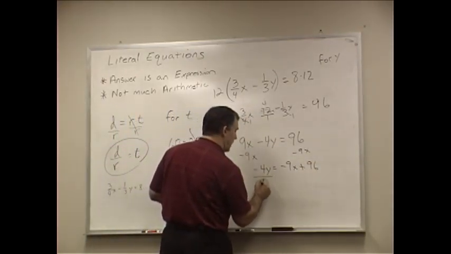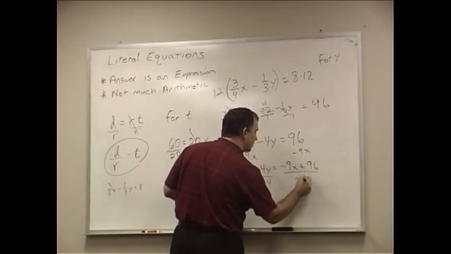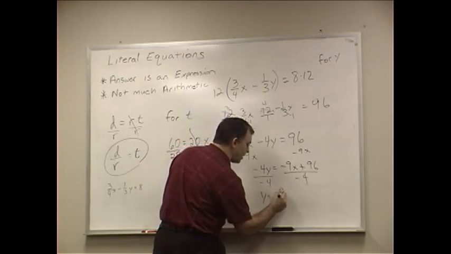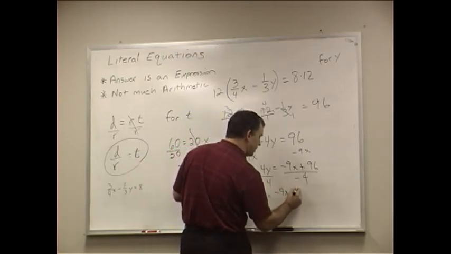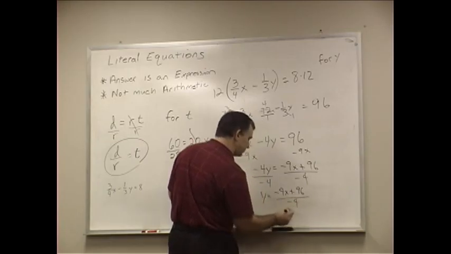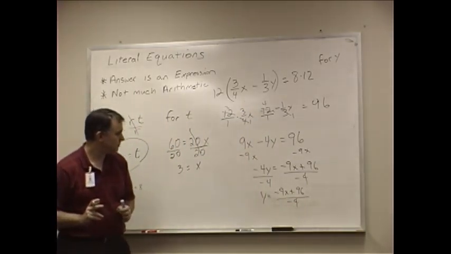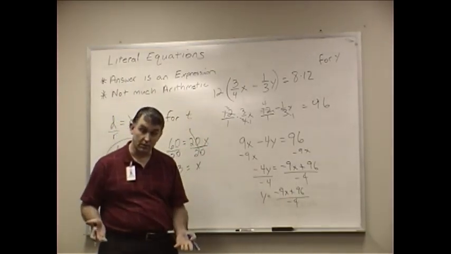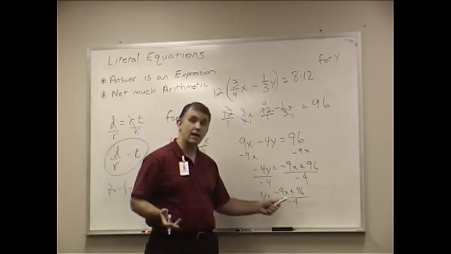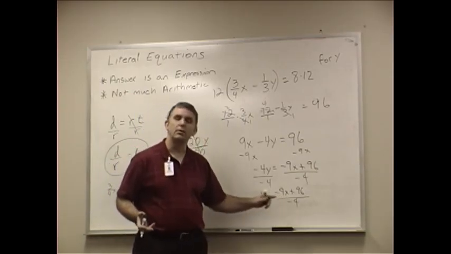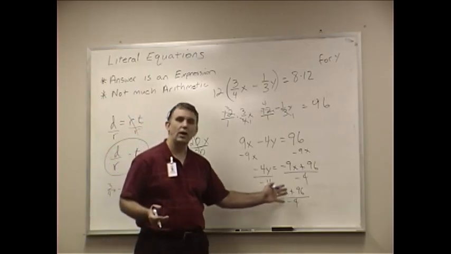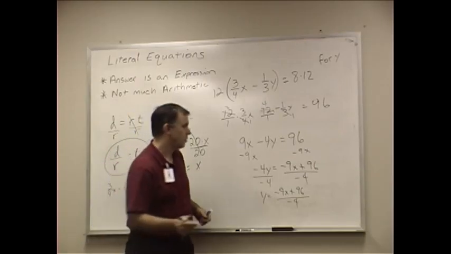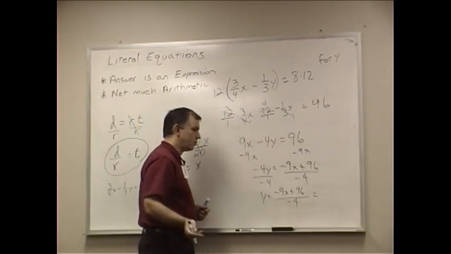Then we're going to divide by negative 4. Y equals negative 9x plus 96 divided by negative 4. All right, now if you look at 96 and 4, they will divide nicely, but the 9 won't. A lot of times if you see a couple of negatives, you'll either get rid of the negative by changing all the signs, or you can just divide it through. So this is one where it might look a little prettier.